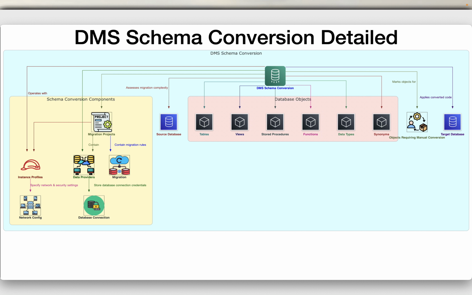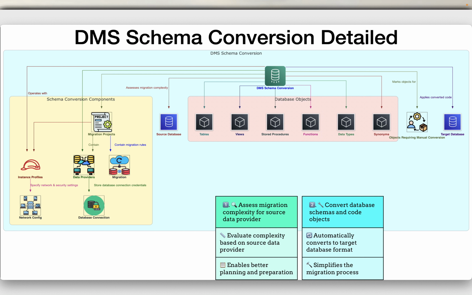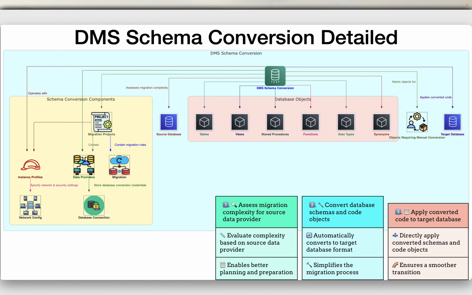Okay, the next important component is DMS schema conversion, in detail. This is for heterogeneous migrations from one database engine to another. Use DMS schema conversion to evaluate the complexity of your database migration based on your source data provider, enabling better planning and preparation. DMS schema conversion automatically converts your source database schemas and code objects to a format compatible with the target database. Once the schema and code objects are converted, you can apply the converted code directly to your target database. These database objects can be many.